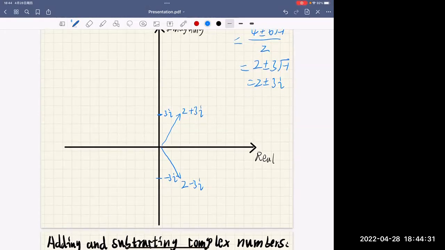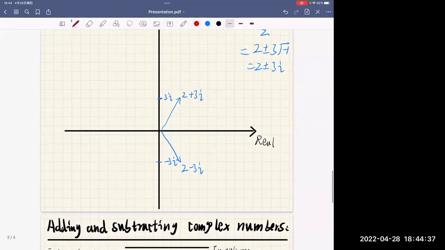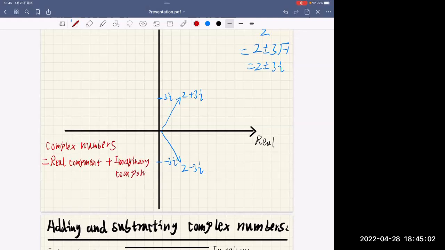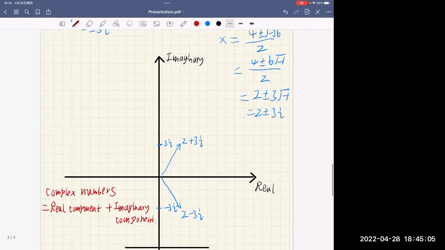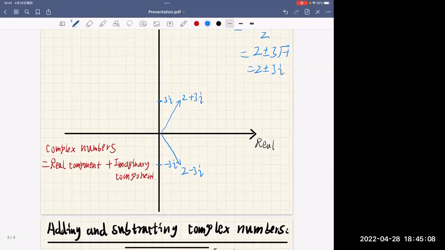Okay, so complex numbers and solutions contain two parts. So please write this down. Complex numbers or solutions contain two parts: the real component plus the imaginary component. So for example 2, our answer is x equals to, let's say, 2 plus 3i.